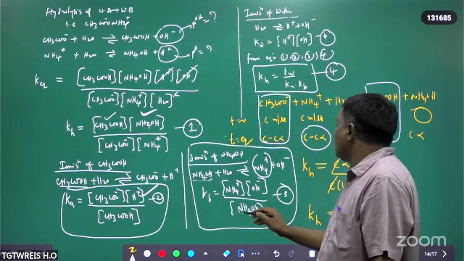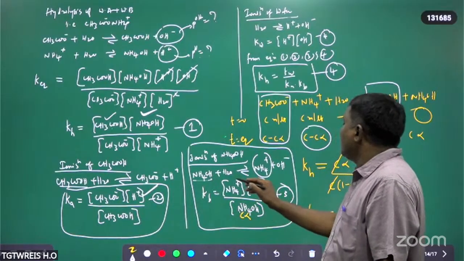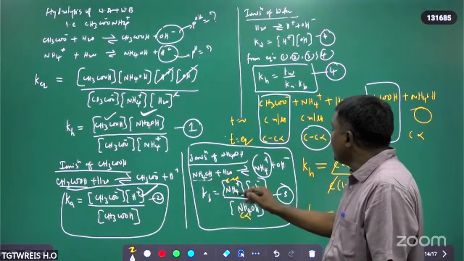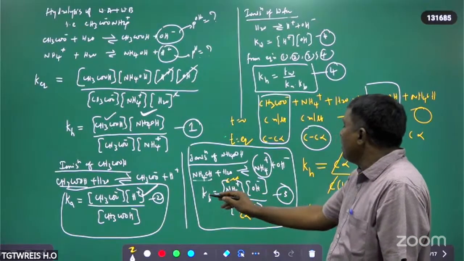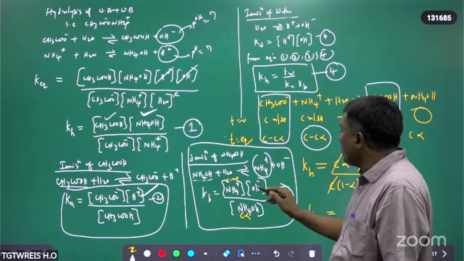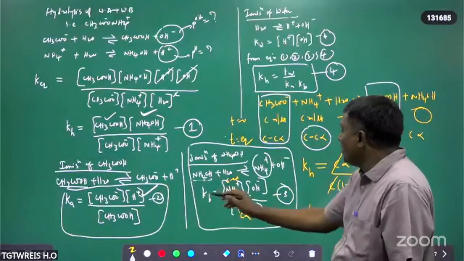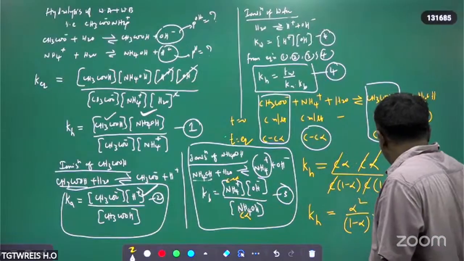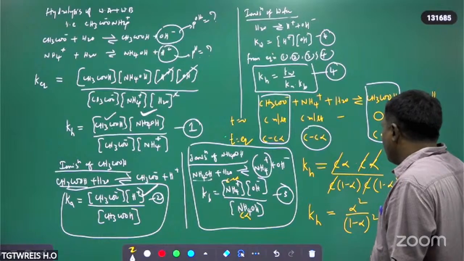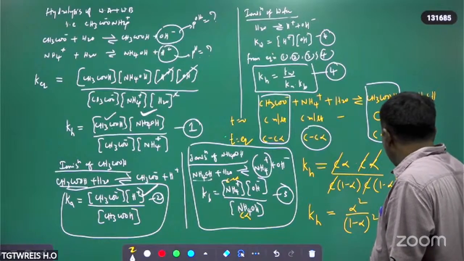This is C alpha. NH4+ is C minus C alpha. This is C minus C alpha. This is C alpha. From this, you calculate what now? Square bracket OH minus. Square bracket OH minus is equal to what now? This one into this one by this one. Therefore, OH minus ion concentration is equal to square root of C alpha into Kb.